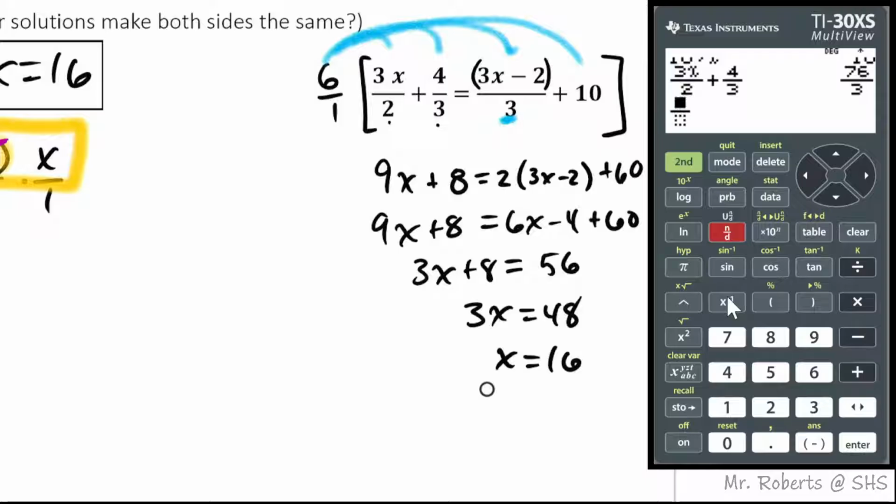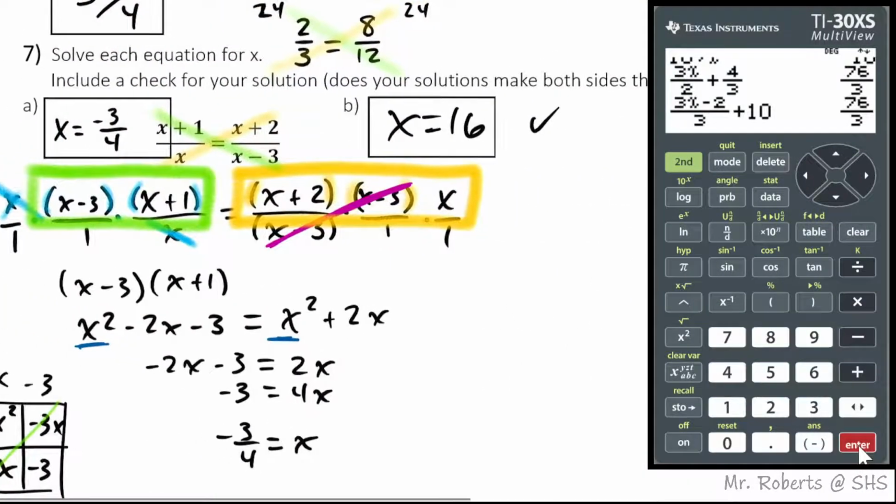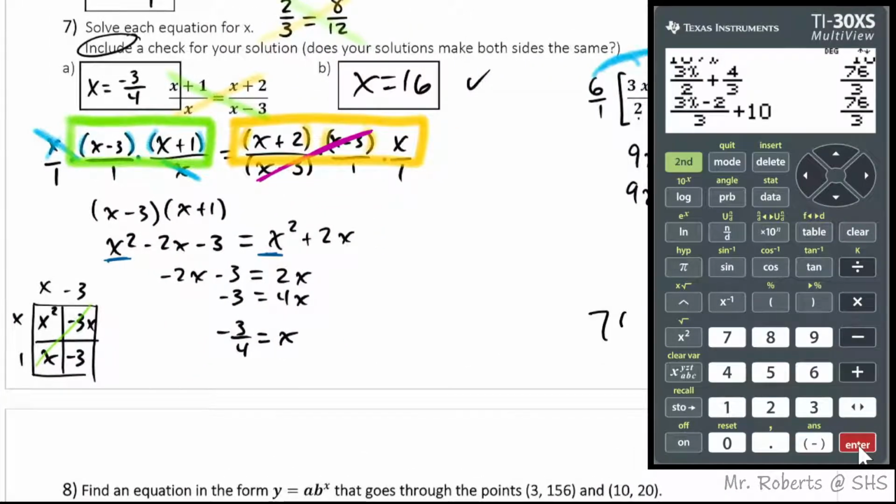On the other side, I have a numerator with 3x minus 2. In my denominator, I have 3. Oh, and then I'm going to add to that 10. And that gives me, that's exactly what I wanted to see, 76/3. So yeah, this answer checks. And you can see right here, it says include a check for your solution. Does your solution make both sides the same? So really, I'm just happy if you wrote something like, hey, 76/3 is the same as 76/3. That's a check, and that's my answer.